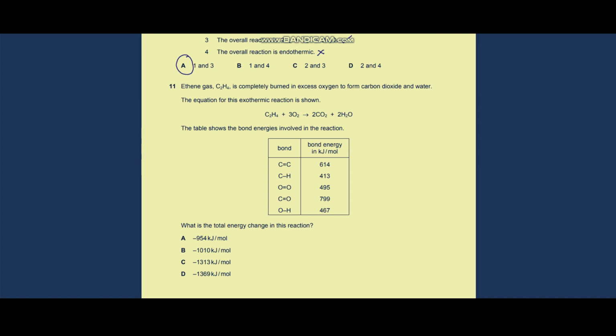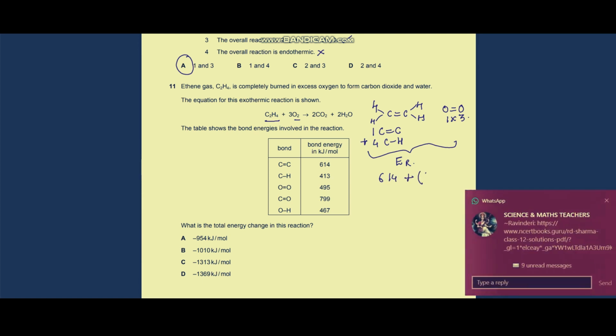So from the reaction we know C2H4, this is going to be your structure. That means 1 C double bond C is there plus the energy of 4 CH bonds. That gives you the energy for the C2H4 molecule. And then you have O2, which is O double bond O, and there are 3 such molecules. That means the total energy of this multiplied by 3. So this will give you the total energy of the reactants. So if we calculate this, C double bond C is 614 plus CH bond energy 413 multiplied by 4.